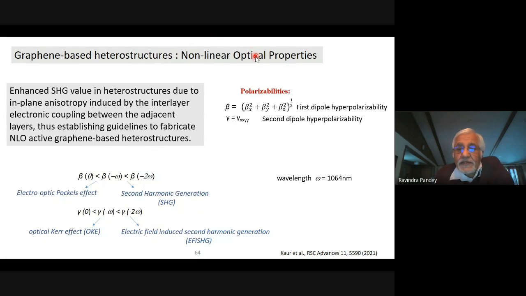So what we found recently, which one of the students has done, is that if we use these so-called graphene-based heterostructures, we have very enhanced second harmonic generation values, and it all comes down to the interface. The stronger the interlayer coupling, the stronger the response of the second harmonic generation in these heterostructures.